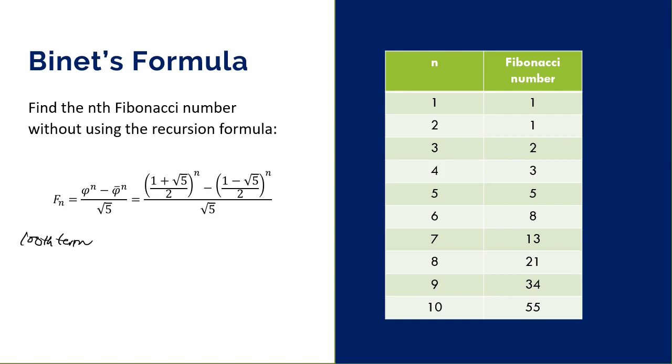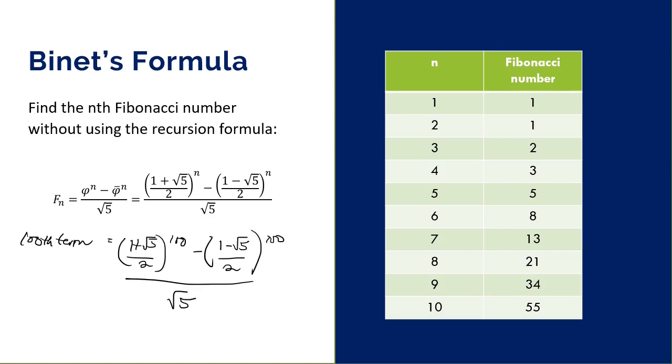And then keep on adding, keep on adding. So because of this formula, we don't have to do that. All we have to do is plug it into the formula. So the 100th term will be 1 plus square root of 5 over 2 raised to 100, minus 1 minus square root of 5 over 2 raised to 100, all over square root of 5. Of course, you may now use your calculator to compute for that.